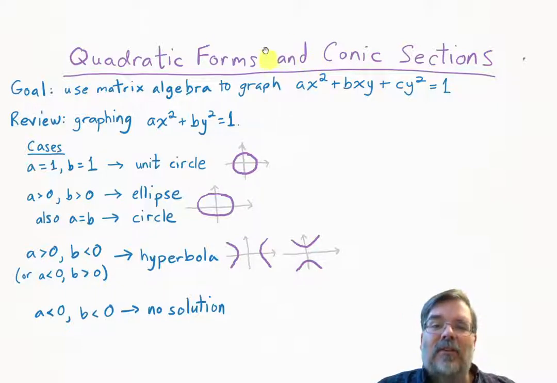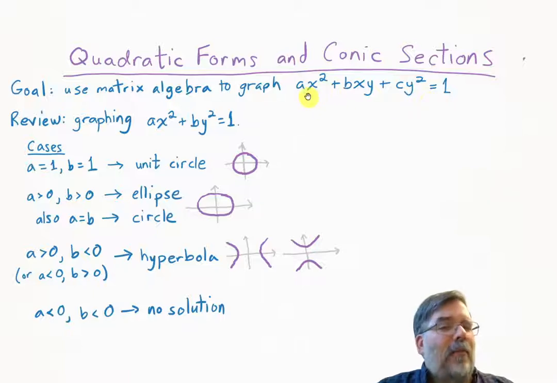And then we'll talk about something called a quadratic form. That's a special kind of function involving a matrix. So our goal in this video is going to be to use what we've learned in matrix algebra to graph quadratic-like equations that look like this: Ax squared plus bxy plus cy squared equals 1.